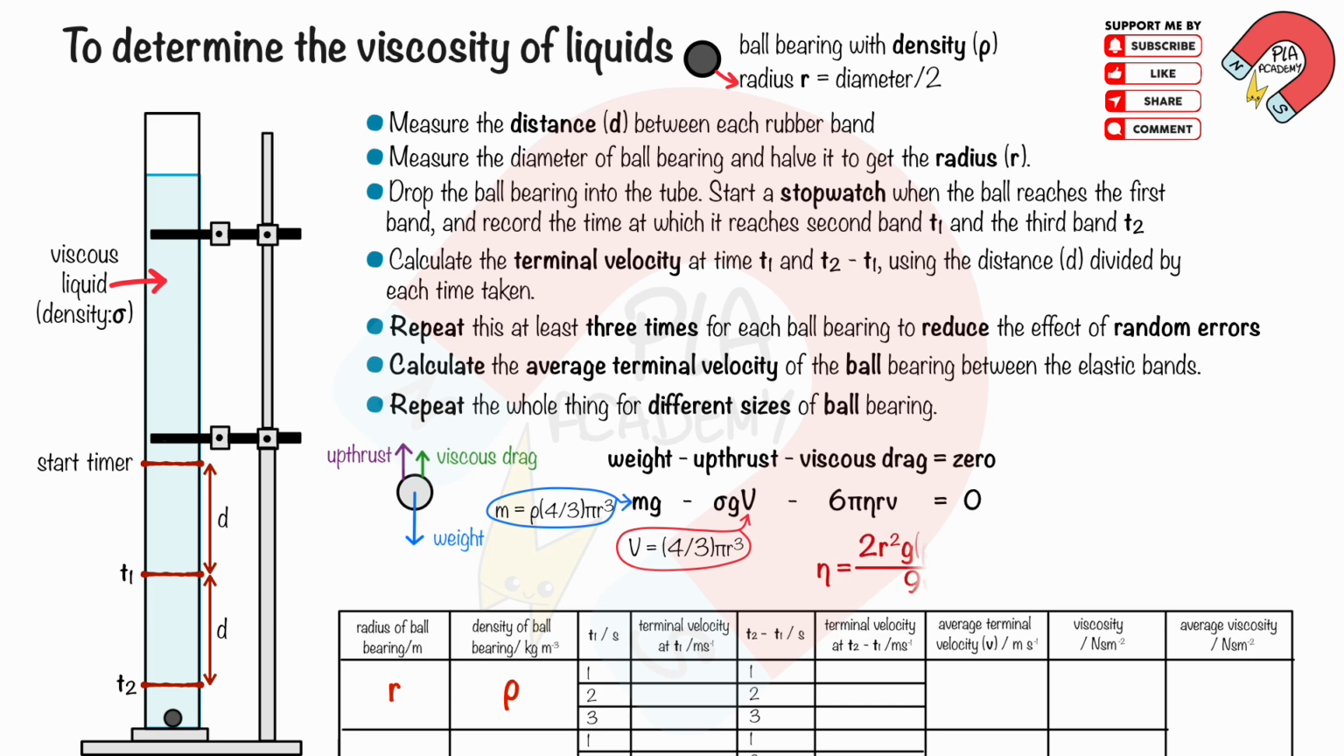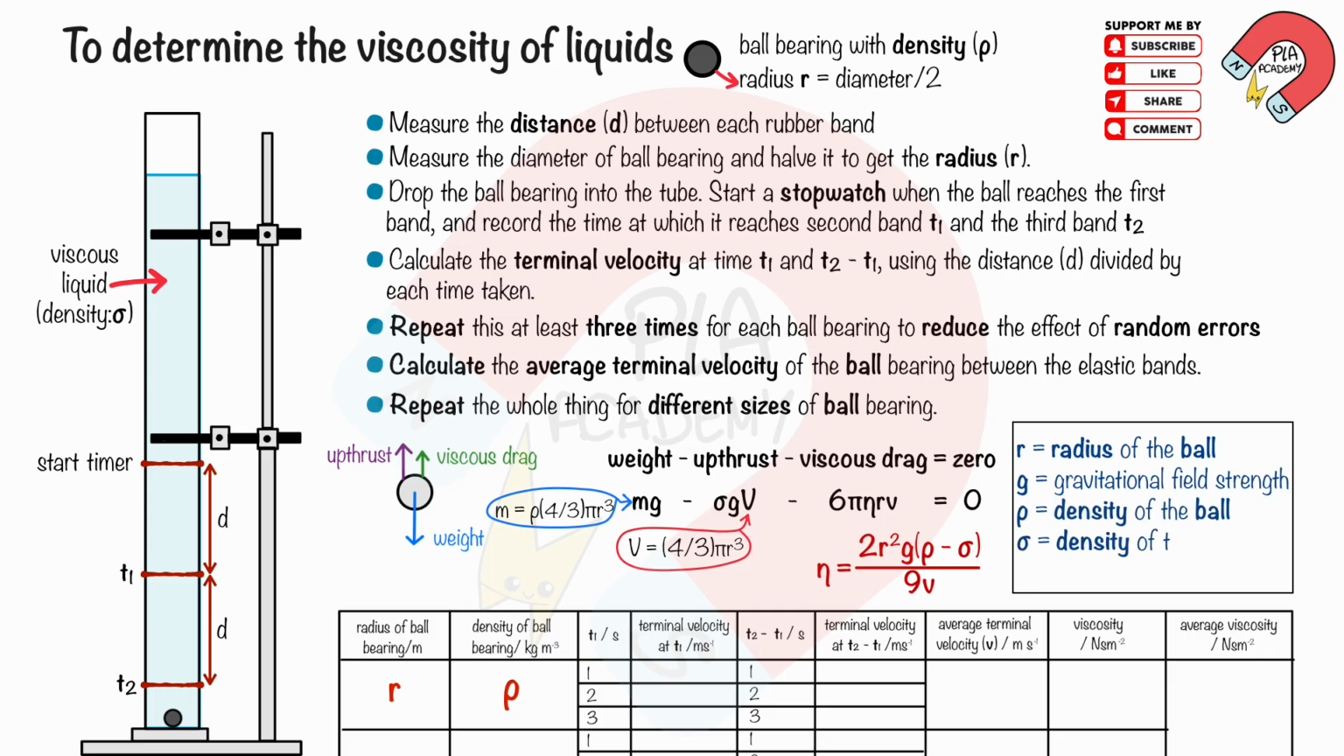We rearrange the equation to give the viscosity of the liquid as this, where r is the radius of the ball bearing, g is the gravitational field strength, ρ is the density of the ball bearing, sigma is the density of the liquid, and v is the average terminal velocity between the elastic bands.